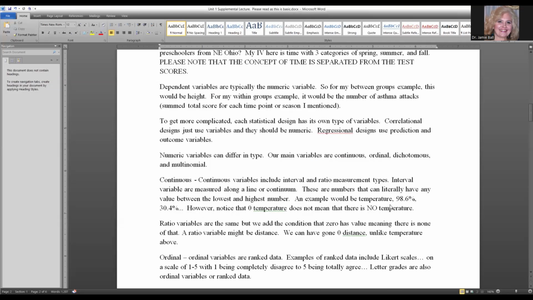Continuous variables include interval and ratio measurements. Interval variables are measured along a line or a continuum. These are numbers that can literally have any value between the lowest and highest number. An example would be temperature, like 98.6 or 30.4. However, notice that a zero temperature does not mean that there's no temperature. So zero doesn't have that absolute value of none. Okay.